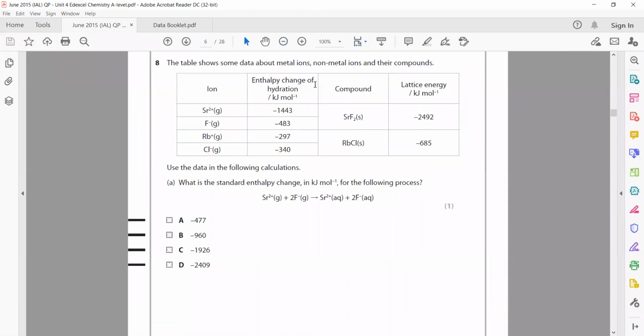The table shows some data about the metal ion and non-metal ion and their compounds. What is the standard enthalpy change for the following? So here, ions in the gaseous state convert into ions in aqueous state. We call that hydration energy. So how many moles of strontium? 1 mole, hydration energy for 1 mole is minus 1443. Plus fluorine, 2 moles, minus 483. So when we solve, it will come out as minus 2409. So D is the right answer.